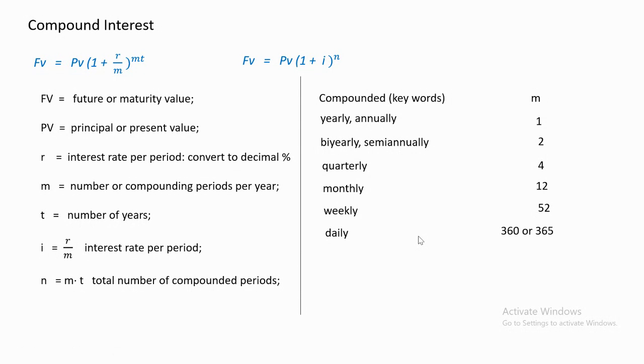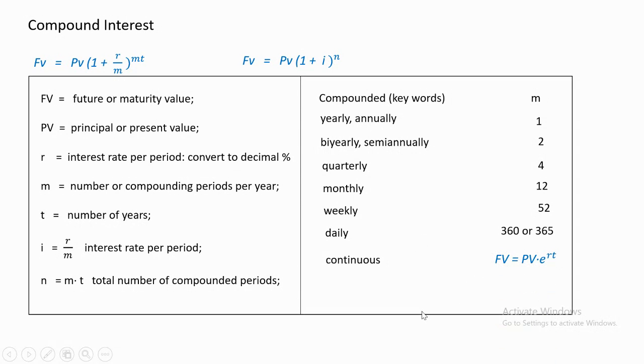Now, what happens if it's compounded continuously? Continuously means there's going to be a different formula. This is the formula for continuous compounding: future value equals present value times e to the R times T. This is crucial for the next three sections, which are 5.2, 5.3, and 5.4.